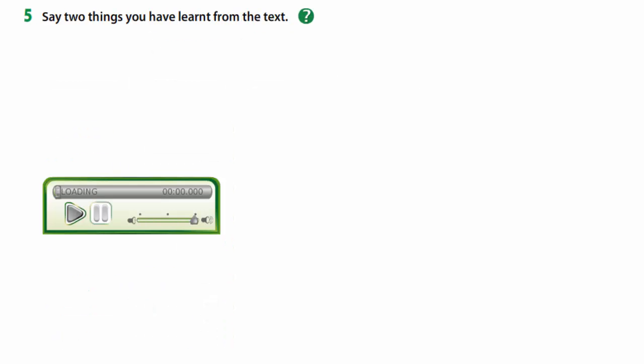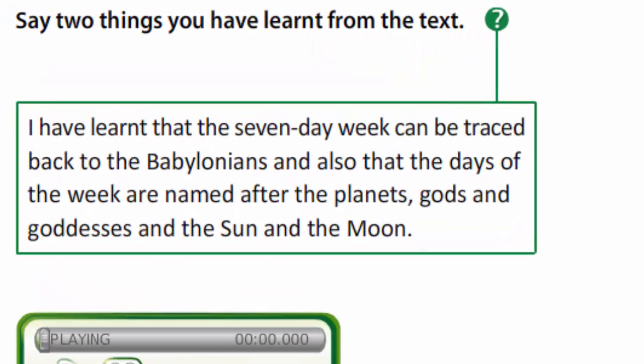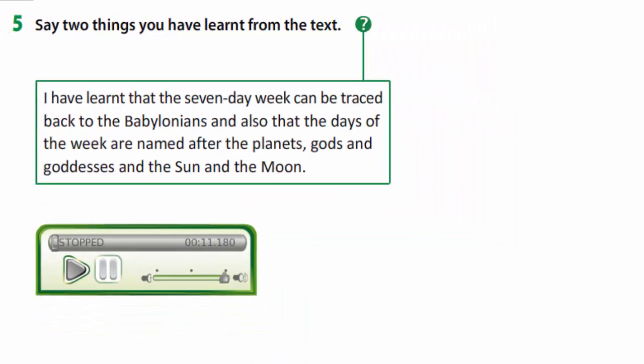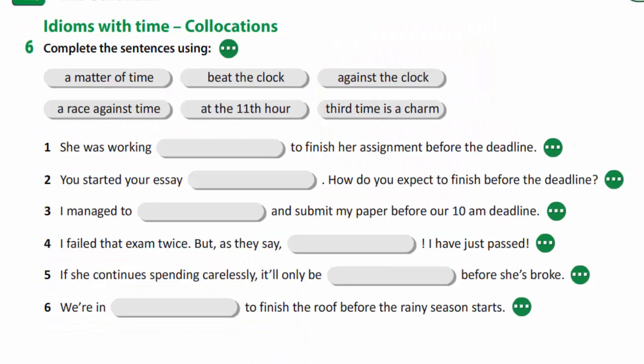In exercise 5, you are to say 2 things you have learned from the text. Listen to the opinion. I have learnt that the 7-day week can be traced back to the Babylonians, and also that the days of the week are named after the planets, gods and goddesses, and the sun and the moon. Exercise 6 is devoted to idioms with time collocations. You are to complete the sentences.